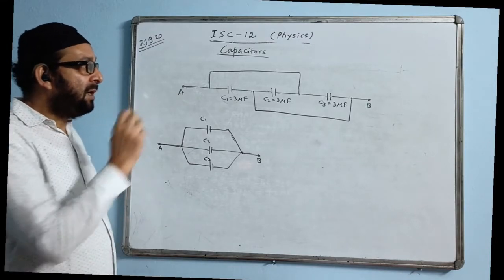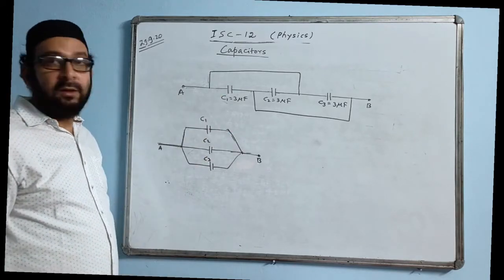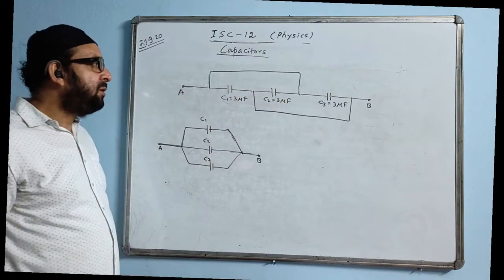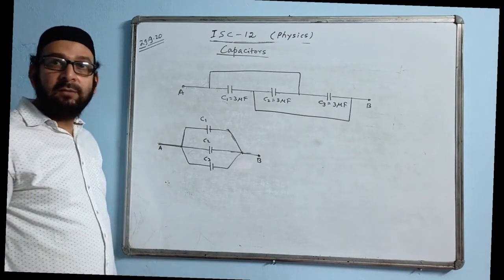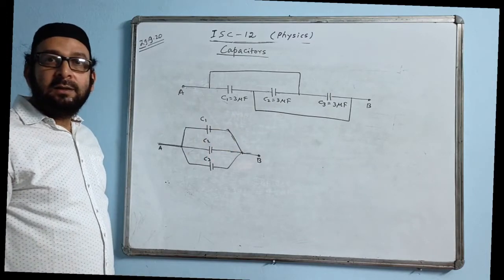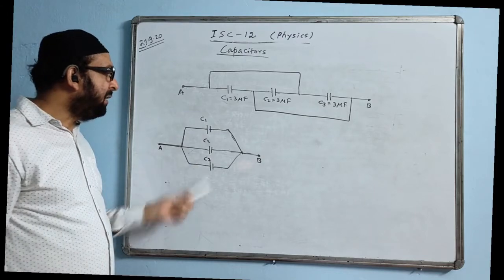It is bluffing you actually. If it is given like this, students will think that they are all in series and they will do a series combination. That will be a wrong answer. That's why they have drawn the line like this. Instead of series combination, they are actually in parallel. And we are deciding this way.